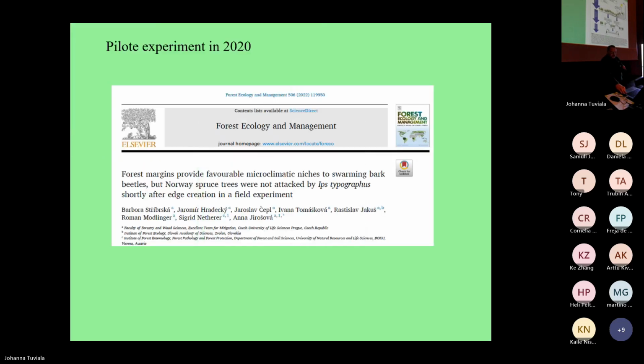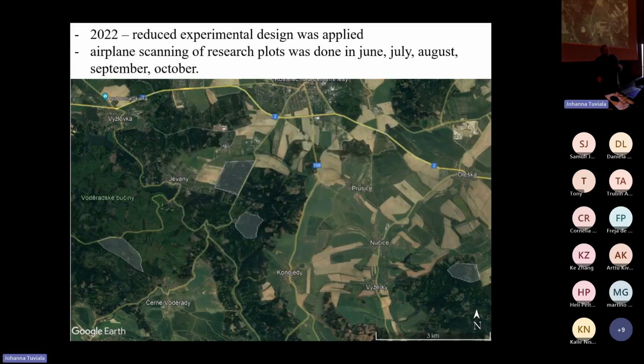Later, we did a pilot experiment at forest edges, which made conditions nice for bark beetles, but unfortunately, beetles didn't attack forest edges. I wasn't happy with this. Then we wanted to make a better experiment, and I still hope that bark beetle will attack forest edges, or we will see some activities.